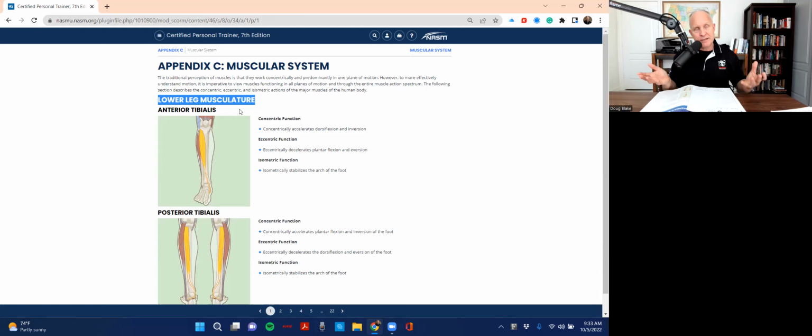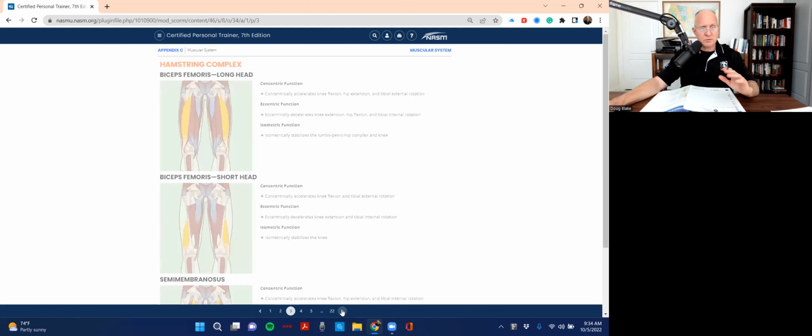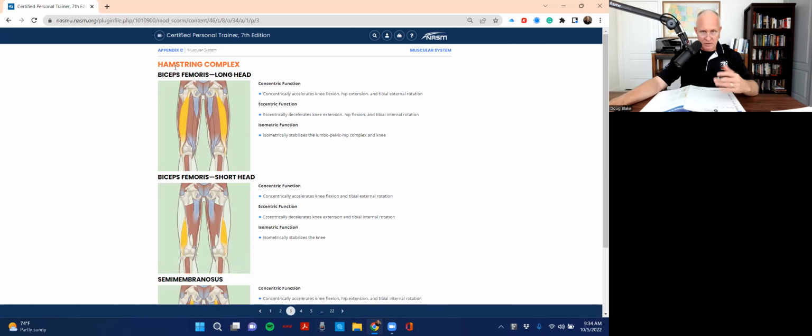The other three, you could say they're a little bit more challenging from a memorization standpoint, but the anterior and posterior tibialis, that's fairly straightforward. Just write it down a couple of times. Peroneus, just write it down a couple of times. That's the way I would approach this and attack this in Appendix C. So once you've gotten to lower leg, and I'm just moving forward, now you get to the hamstring.